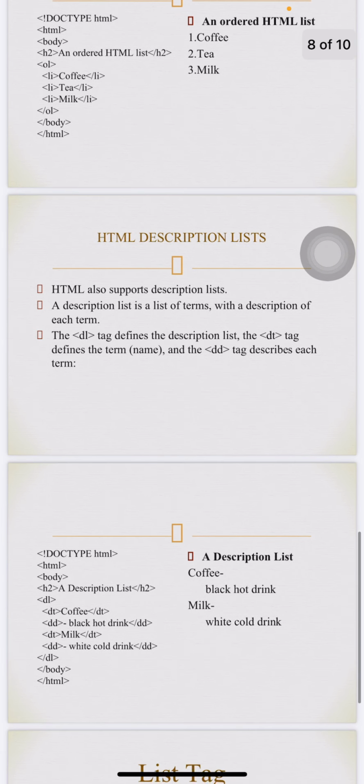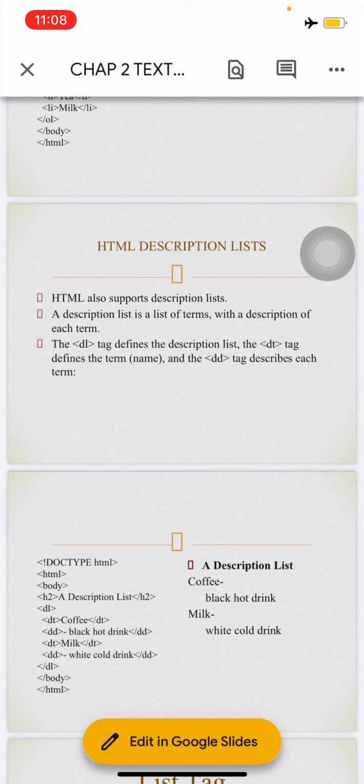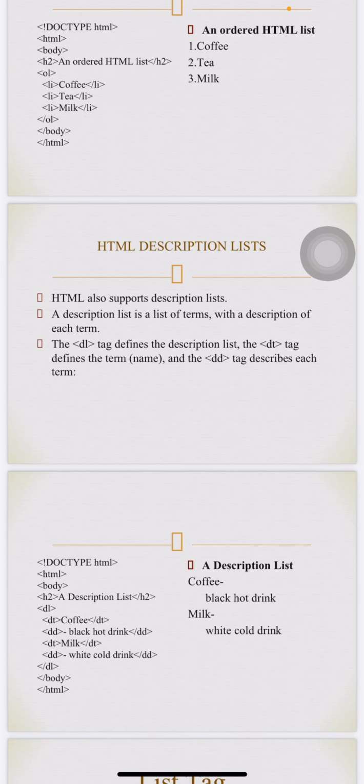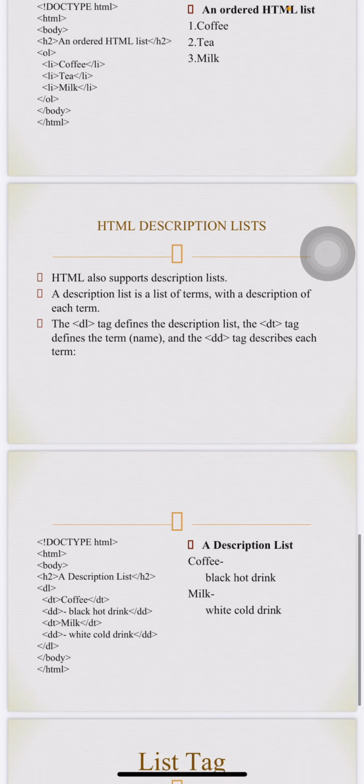So this is the example description list: the coffee, DT, and black hot drink. It is the description. DT means milk, the white cold drink. It is also a description. The DL is closed. The output will show the description: coffee is a black hot drink, and milk is a white cold drink.